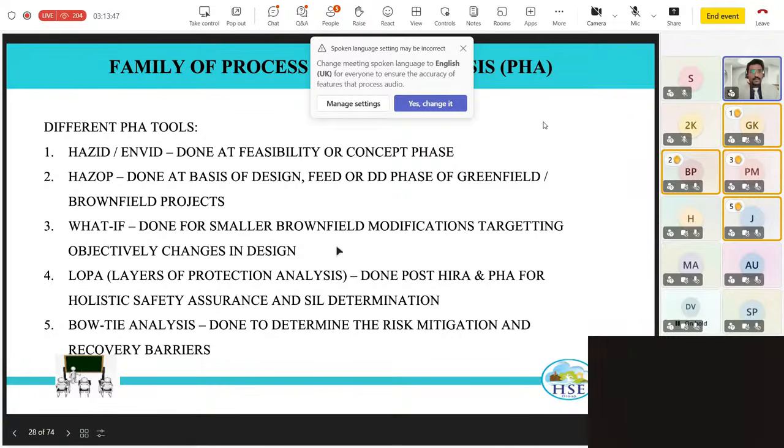Next is BOWTIE analysis. Now, this is done to determine the risk mitigation recovery barriers. Basically, if in spite of all the safeguards there is still a possibility of risk occurrence, we look at risk mitigations, as we said earlier, recovery barriers, which we can also take credit for because they prevent the further cascading of that incident or further catastrophe of the incident. So in that case, we take the credit of these recovery barriers, which are discussed in a BOWTIE analysis.